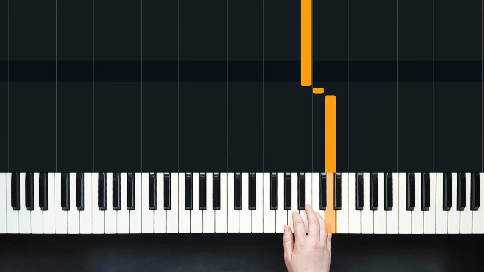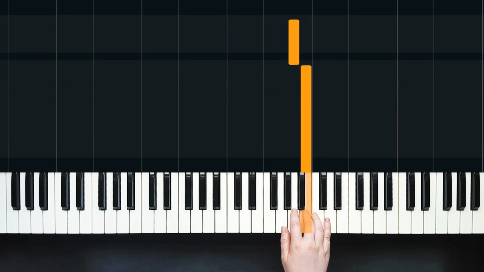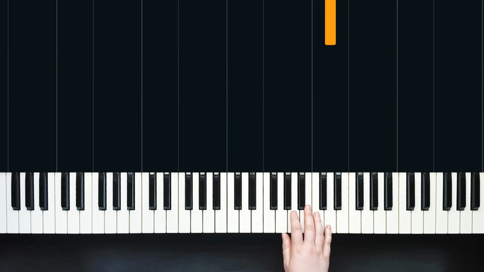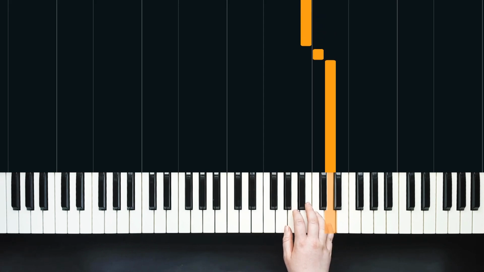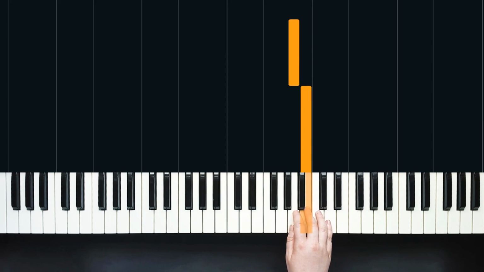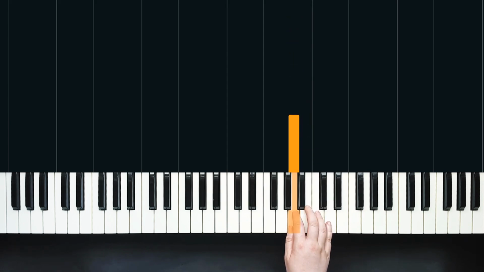1, 2, 3, 1, 2, 3, 1, 2, 3, 1, 2, 3. And that's how we're counting it. So let's just try that again. 1, 2, 3, 1, 2, 3, 1, 2, 3, 1, 2, and 3. Okay, so the A comes in on the and of 2.